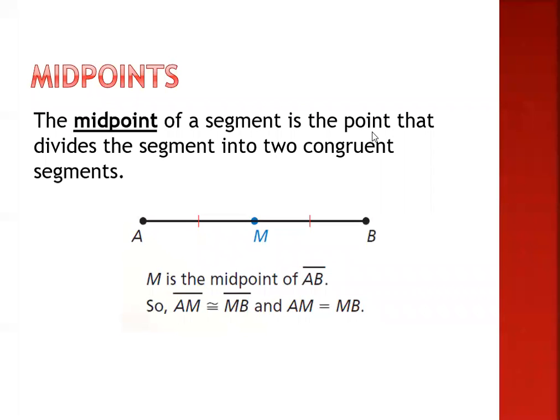We talked before about the midpoints, right? The midpoint of a segment is the point that divides the segment into 2 congruent segments. Then M is the midpoint of AB. So AM is congruent with MB. AM line segment: once you put a line segment, you have to use the congruent symbol with MB line segment, and the length of AM equals the length of MB.